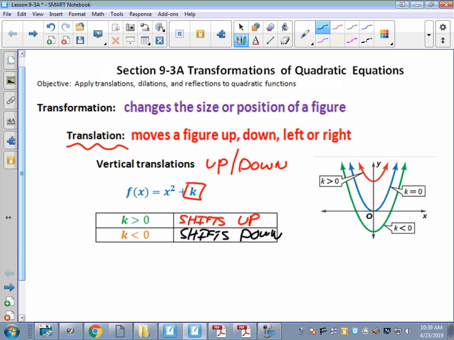Okay, and what does it shift from? Well, that's from the parent function of y equals x squared. That's this one here in blue, y equals x squared. If it's just y equals x squared, that's the parent function. Your k value is 0 there. Now the red one here shows you that the k value is greater than 0, so it shifted the graph upwards. And the green one here is where k is less than 0, so it shifted the graph downward. Just a translation shifting up and down based on your k value.